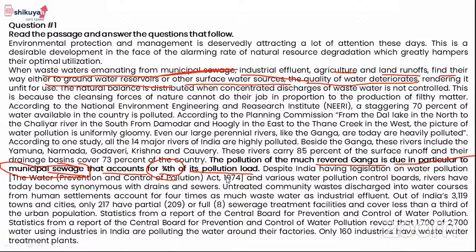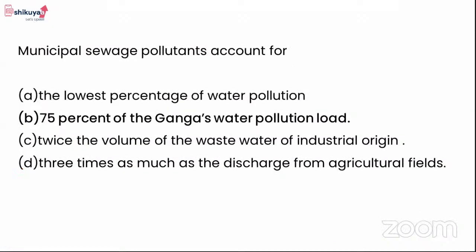3/4 of its pollution load. Are you getting it? What would you like to go with? Yes, of course it is B. Very nice, Aishwarya, Nagma, going great. 75% of Ganga's water pollution load. Got it? So this is your B answer.